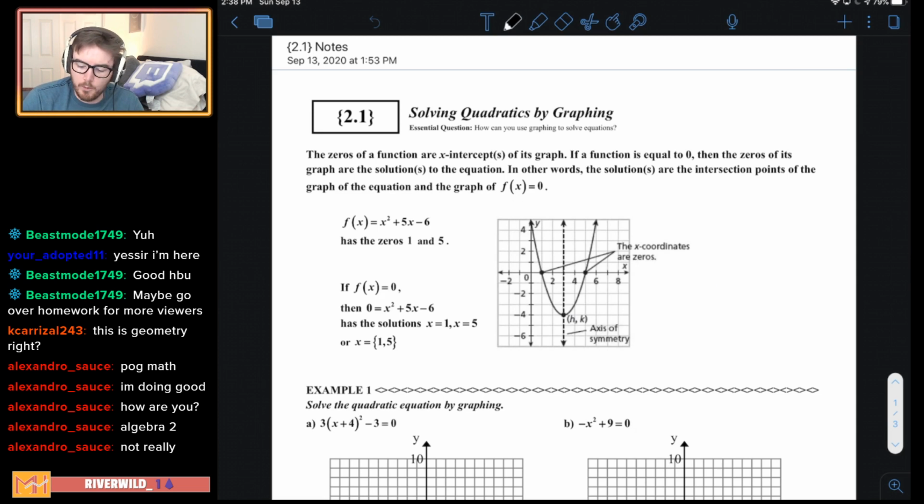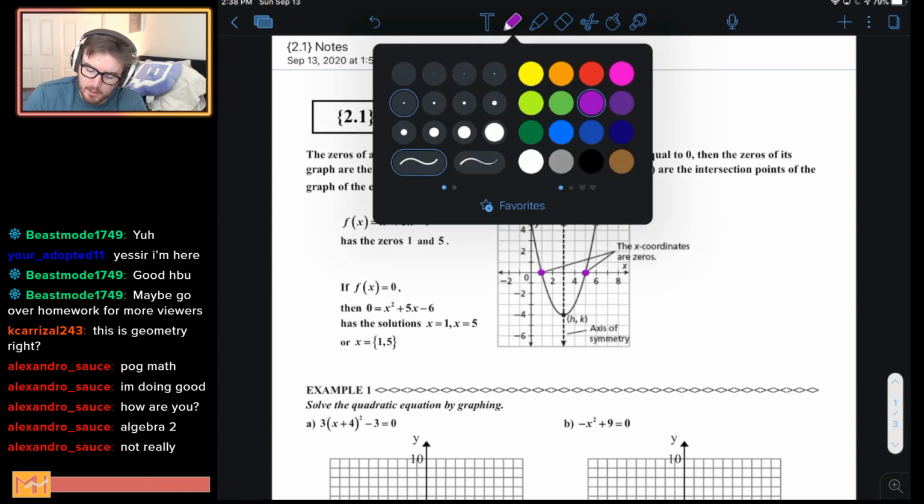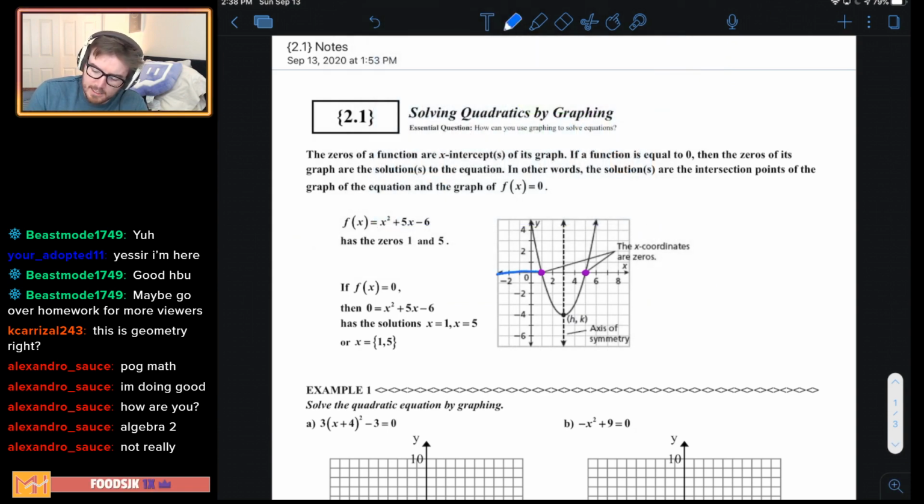And yeah, we are solving quadratics by graphing. We're going to be using Desmos like none other. So let's just read this blurb and try to get a grasp on what we're doing. Solving quadratics by graphing. The zeros of a function are the x-intercepts of its graph. We know that already. These are the zeros, okay? Very identifiable points, the points that intersect the x-axis. They are x-intercepts. They are the zeros.